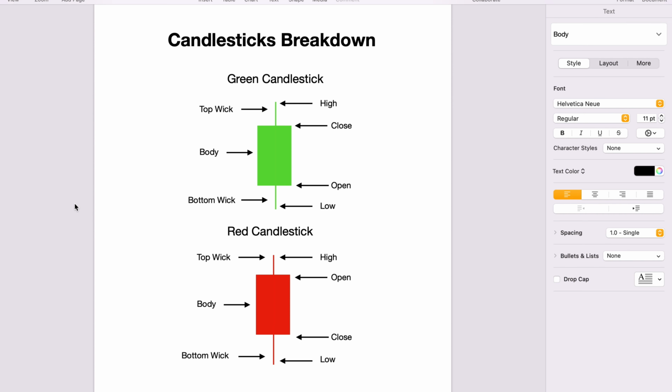On green candlesticks, the body, which is the thicker part, the bottom means that's what the price opened at, and the top means that's what the price closed at, since it's a green candlestick and the price is going up.